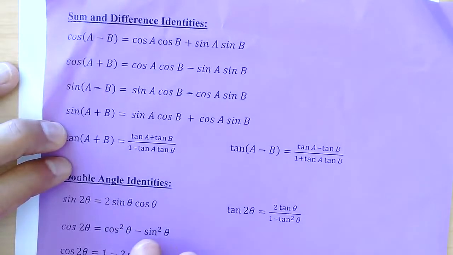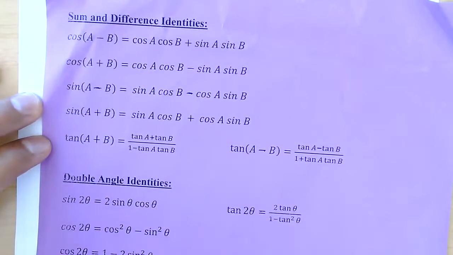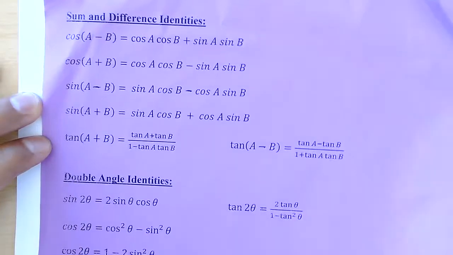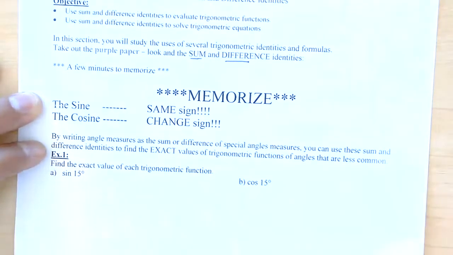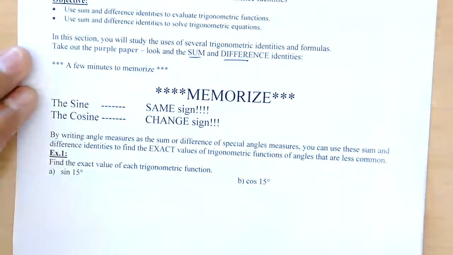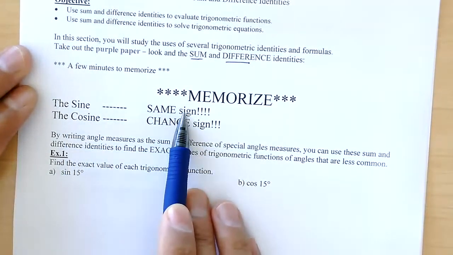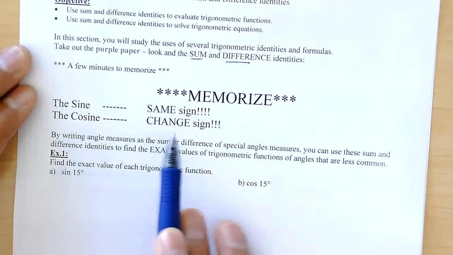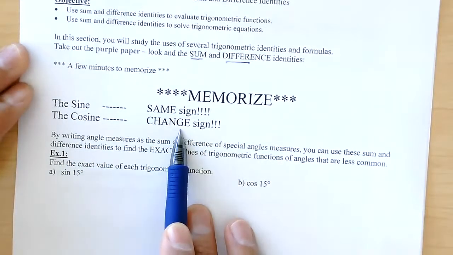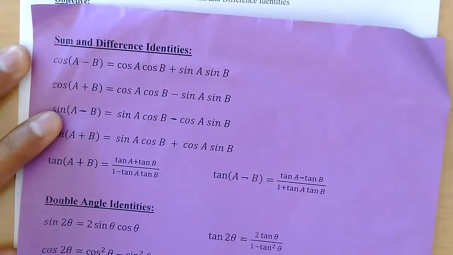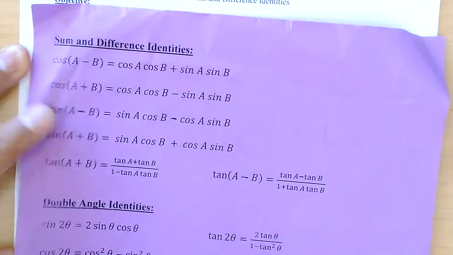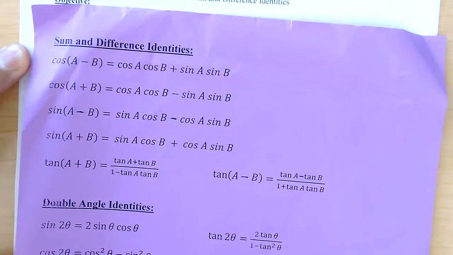Have this paper in front of you. We're going to deal with it in a bit. So, things to kind of start memorizing. The sine has the same sign in the middle, and the cosine, the sign changes in the middle. Pause the video, take a look at it, make sure you agree, and then we'll start working on some problems.